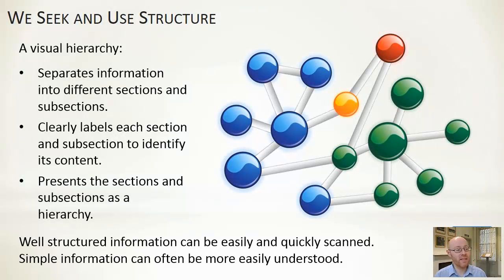So visual hierarchies are the way in which we can do this. There's a very simple definition of a hierarchy, as you would expect. A visual hierarchy separates information into different sections and subsections, and clearly labels each section and subsection to identify its content. So if you have a hierarchy, it's important to understand what each of those sections represent, and then present them to the user in the form of a hierarchy. The nice thing about hierarchies is that well-structured information can be easily and quickly scanned. Simple information can often be more easily understood.